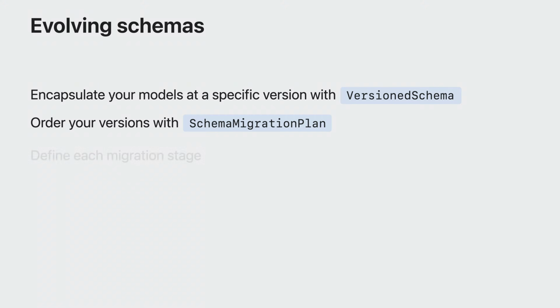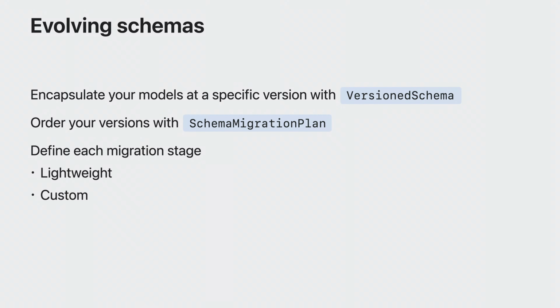Once you've laid out your ordered schemas in the migration plan, you can begin to define each migration stage. There are two different types of migration stages available to you. The first is a lightweight migration stage. Lightweight migrations do not require any additional code to migrate the existing data for my next app release. Modifications like adding original name to my date properties or specifying the delete rules on my relationship are lightweight migration eligible. However, making the name of a trip unique is not eligible for a lightweight migration.